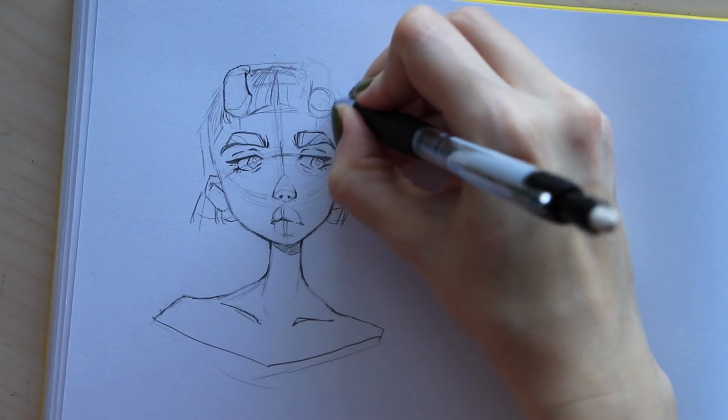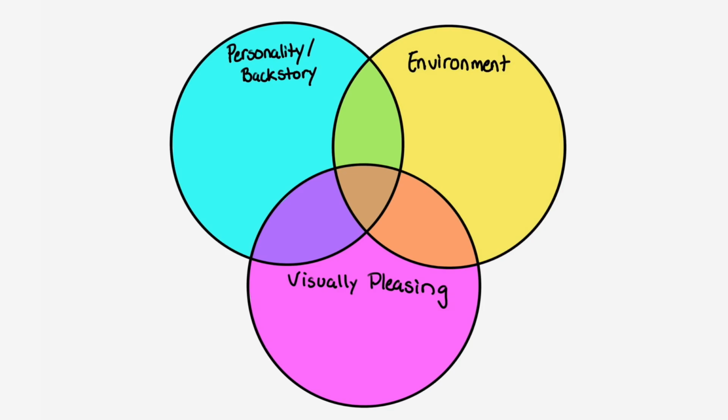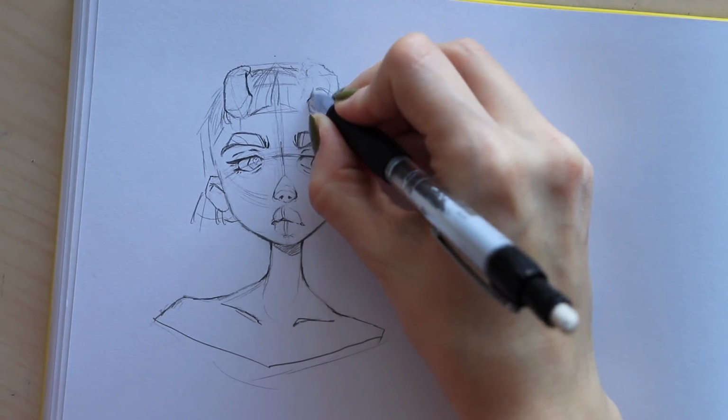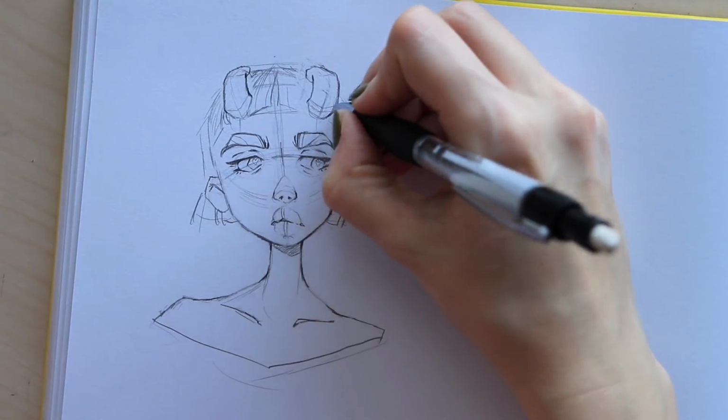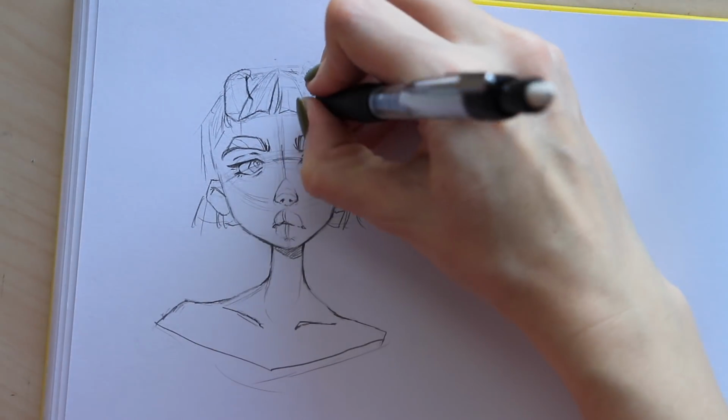So I have a Venn diagram approach to character design. I made a little visual for you guys here. The three areas that I look at are the character's personality and backstory, the environment that the character's in, and just the general visually pleasingness of the design, and that has a lot of different aspects. The personality and backstory is things like your character's traits, skills, their profession, and any past history or events in their past that shaped them as a character. That goes into the personality circle.